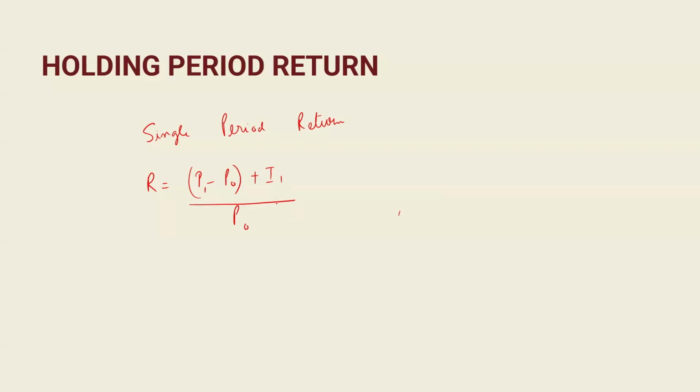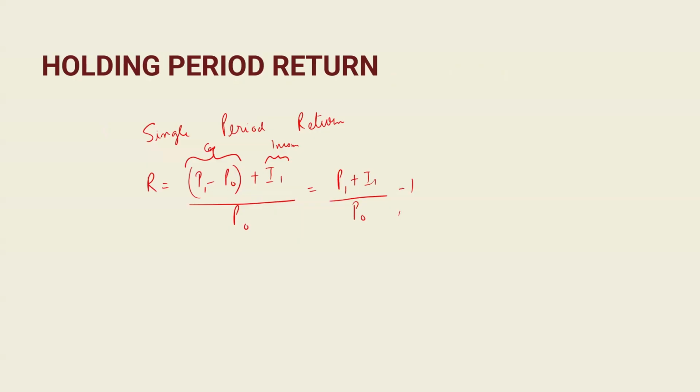Okay. So this can be broken down. If you properly try and understand this, you see this part is your capital gains part, and this part, of course, is your income part. Sometimes it is written as (P1 plus I1) divided by P naught, minus 1, because P naught divided by P naught is 1. So you can just rearrange the terms. Basically, the ending price plus whatever income you received, divided by the initial price, minus 1.